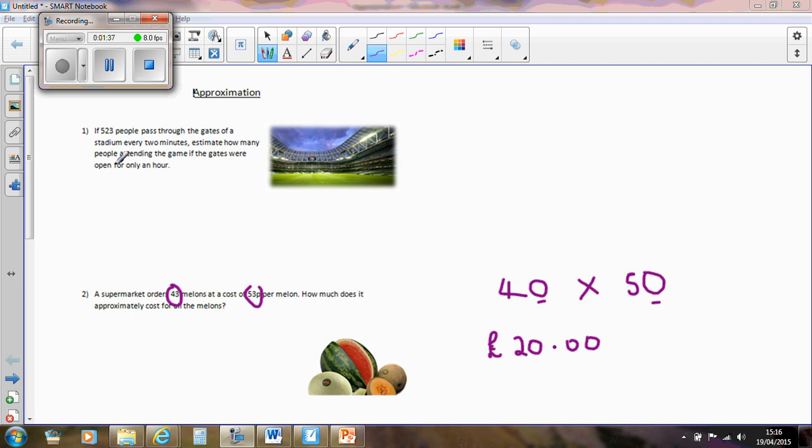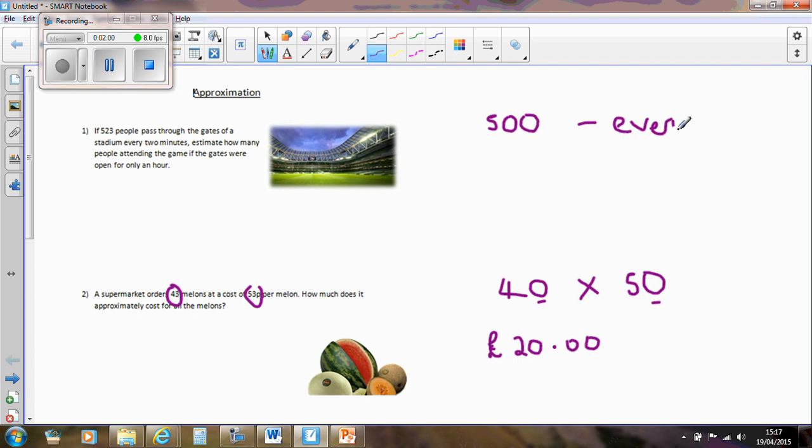Now this question here is a bit of a difficult one, but you still use approximations for it. So for example, if 523 people pass through the gates, what we want to do is round that to the nearest 100. So we've got 500 people passing through the gates. They're going through every 2 minutes, and it says they're open for an hour. So we need first of all to see how many minutes are in an hour. So there's 60 minutes in an hour, and if we divide by 2, we get 30.